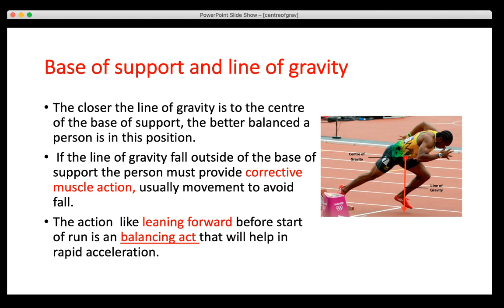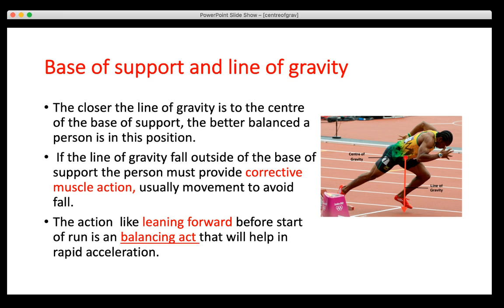But these conditions don't exist when you want to make fast movements, like in games. Now this sprinter wants to accelerate very fast. So to do that, he has to use less base of support. He has to move his center of gravity line towards the front. So he cannot remain on that principle. If he stays on it, then he cannot accelerate.